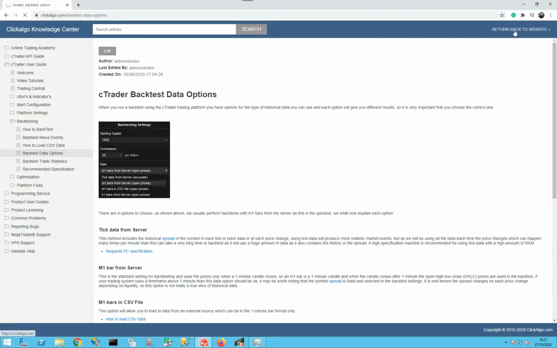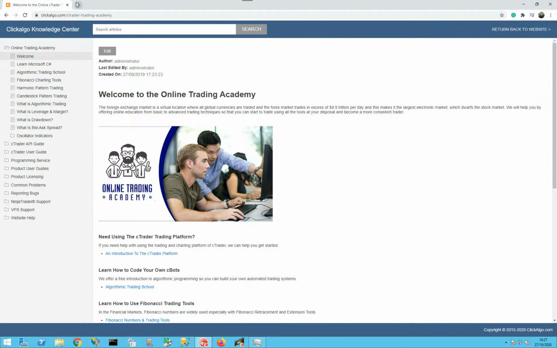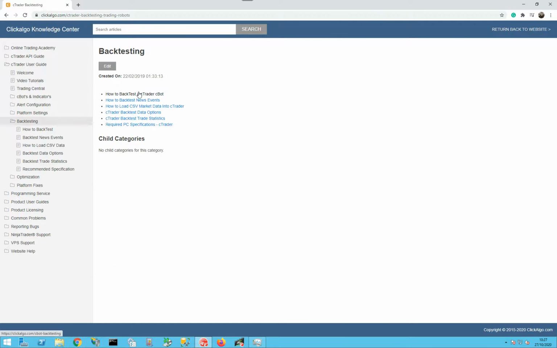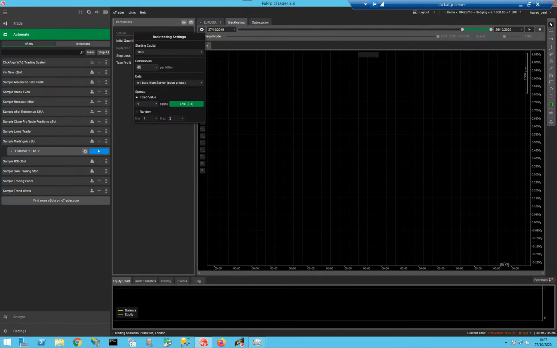Let's quickly show you where the knowledge base is. From our website, you can just access the knowledge base by clicking on here. It's pretty easy to see. I'm just going to go down to cTrader user guide, backtesting, and it's got details of how to backtest a cBot here. I'll show you that again later on. So I'm going to quickly go through the various options, even though we've got them written down. I'm just going to go through them on here.